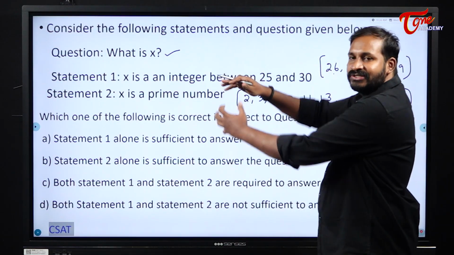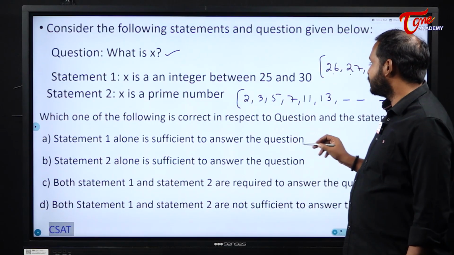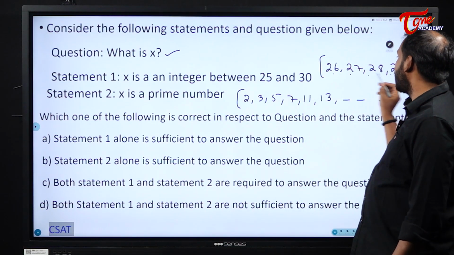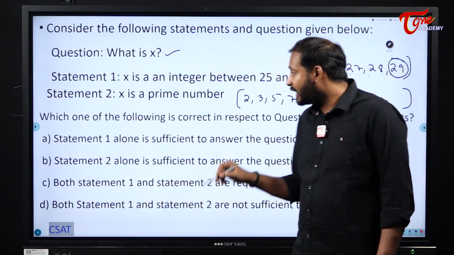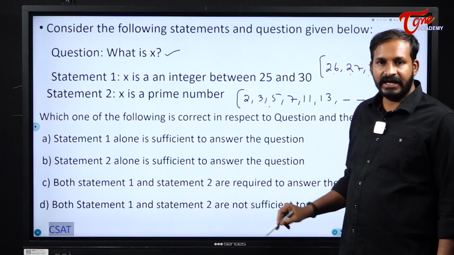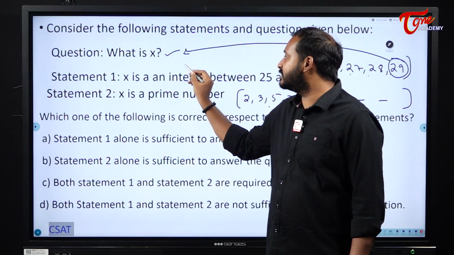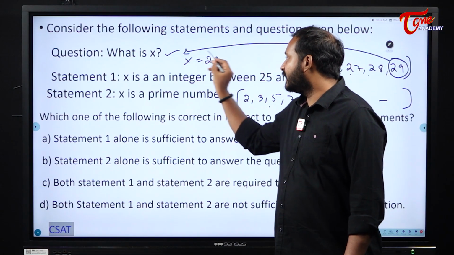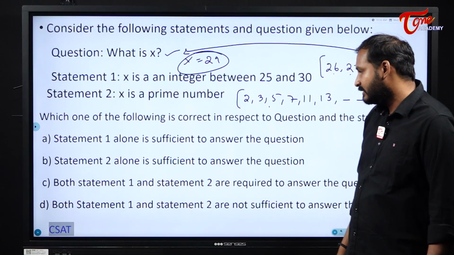Now I will combine these 2 statements, first statement and second statement. When I combine them, what is the prime number in this range? 29, right? Only one number. So when I combine these 2 statements, I can say that x's value is 29. Yes, I can tell. So what will be our answer?